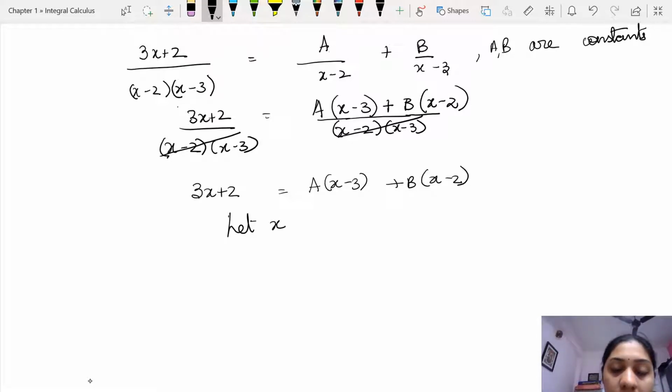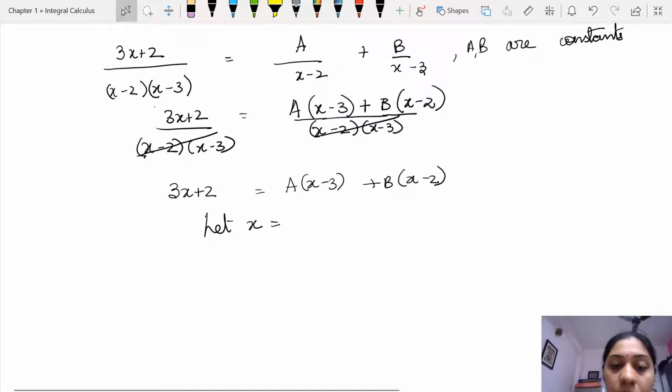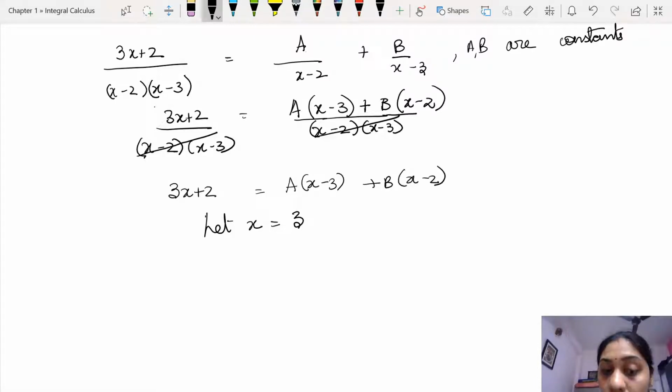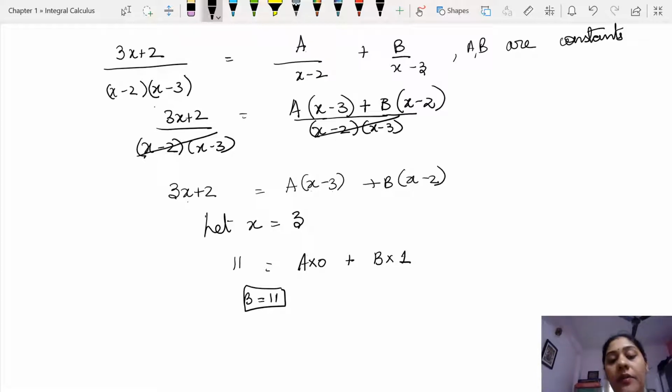Let x = 3. Suppose I take the value 3 for x. What happens? Here 3 - 3 is 0, so A into 0 is 0, plus B into (3 - 2), which is 1. On this side 3 threes are 9, 9 plus 2 is 11. So the value of B is 11.